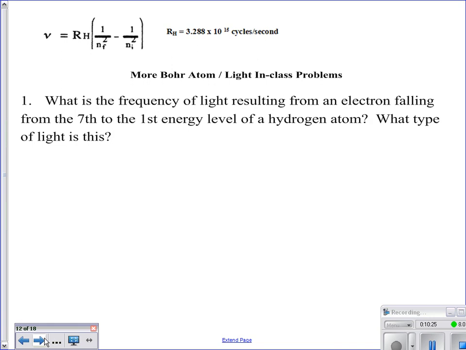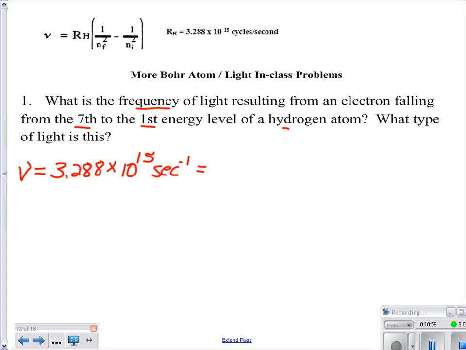Here we have our equation, a little reminder up at the top, and our question is, what is the frequency of light resulting from an electron falling from the 7th to the 1st energy level of a hydrogen atom? Again, note that we're talking about a hydrogen atom. Okay? So we want to figure out our frequency. We're going to say frequency is equal to Rydberg's constant, so 3.288 times 10 to the 15th. That's in cycles per second, which is just seconds to the -1. And, sorry, I don't know why I put an equals there.